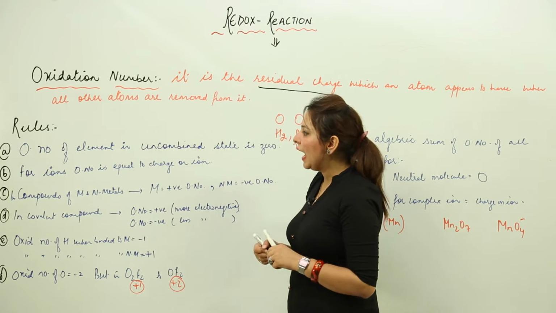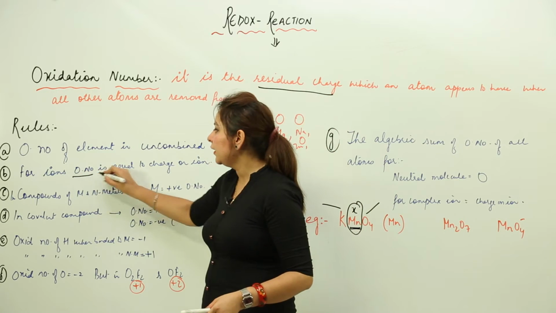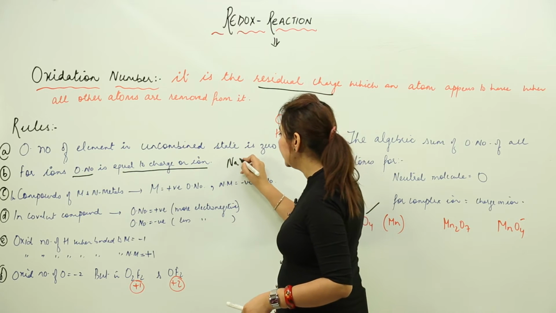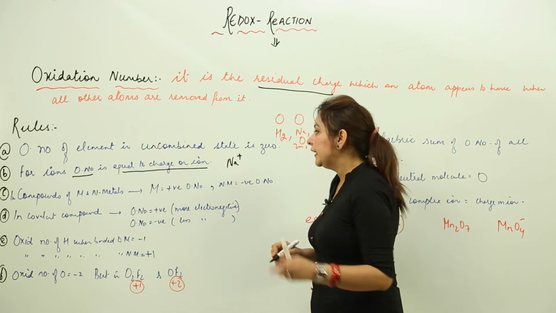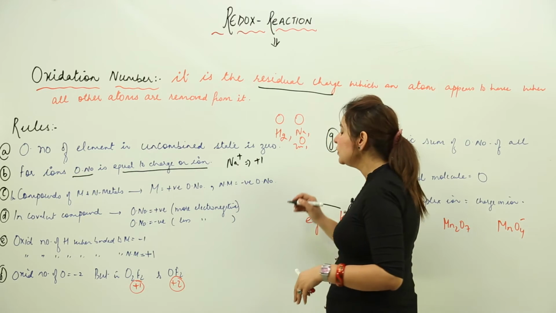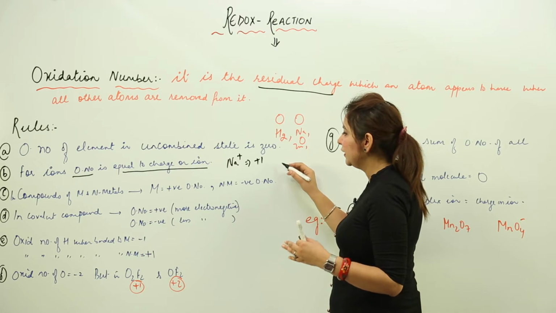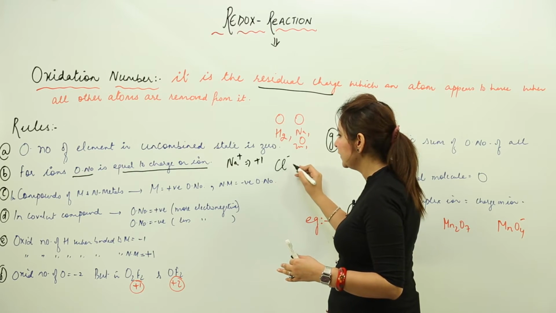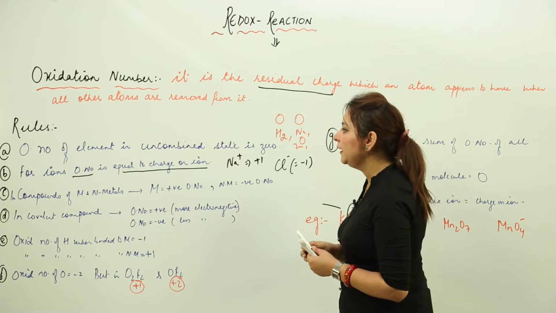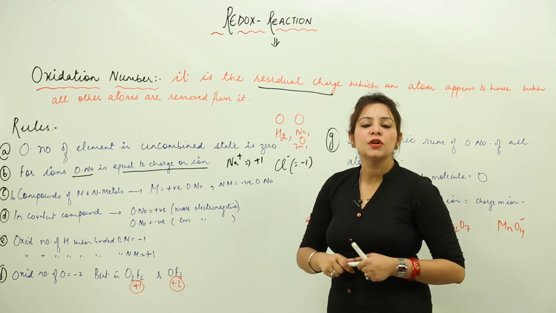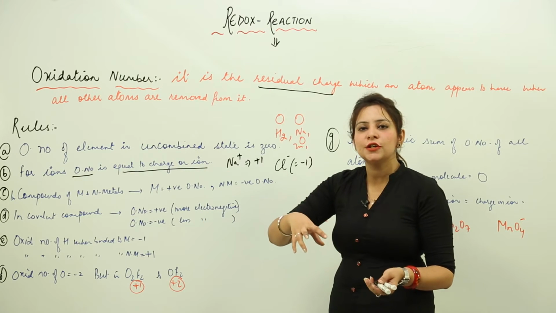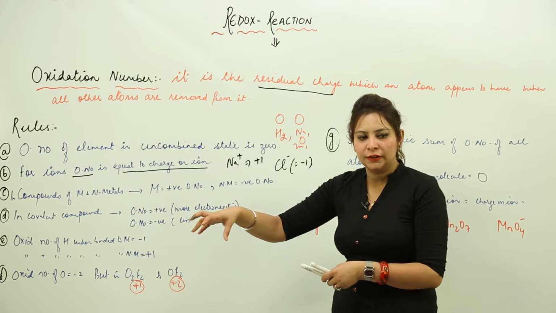Second, for ions, the oxidation number is equal to the charge on the ion. For example, for Na+, the oxidation number is definitely going to be +1. And for an ion like Cl-, obviously the oxidation number is going to be -1. So the oxidation number is always equal to the charge on an ion. For cations it is that much positive, and for anions that much negative, which is present on that ion.